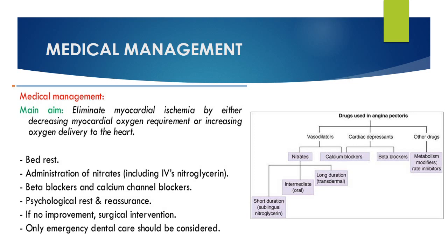Again, the main aim is to eliminate the pain and the ischemia. As I mentioned, the first things you do are bed rest, administration of nitrates, and checking his blood pressure, which is very important. You need to make sure it is at normal levels. If it is high, you try to give him some beta blockers to manage the blood pressure. Anxiety is very common, so psychological assurance and reassurance of the patient and the family is very important.